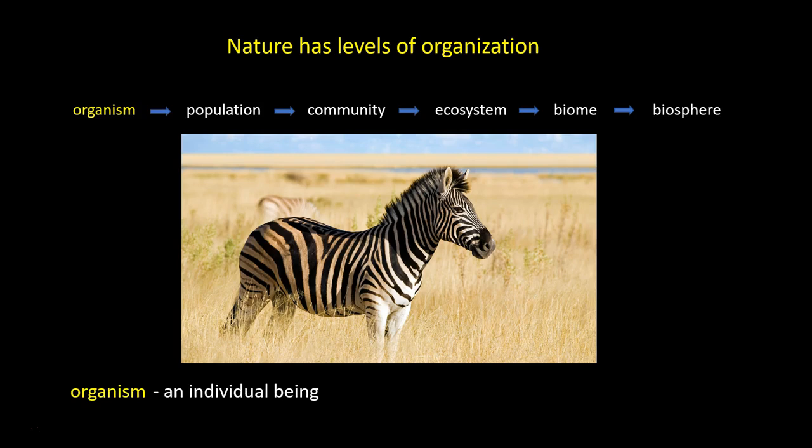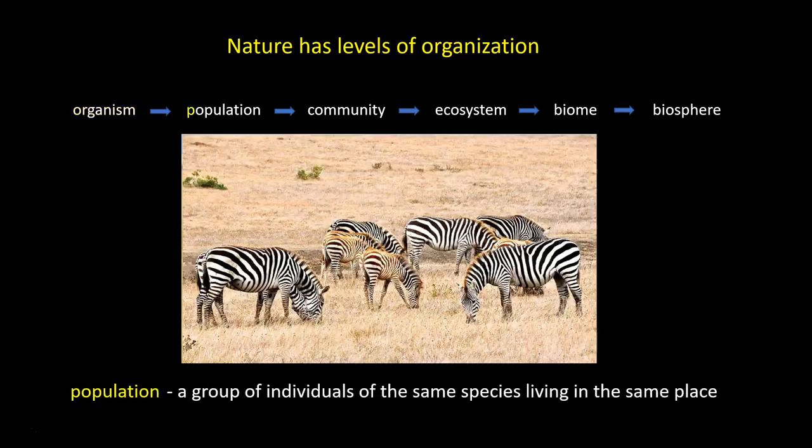It could very well be a plant, though. It could be a bacteria, it could be a fungus, really anything that's living. The next level of organization is a population. A population is a group of individuals of the same species that are living together, and it's important that it's the same species. This could be a herd of zebras, a herd of elephants, a colony of bacteria, or even a city that's filled with people.